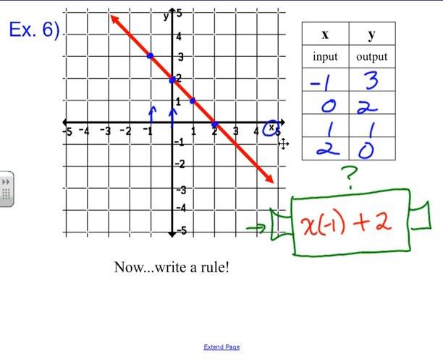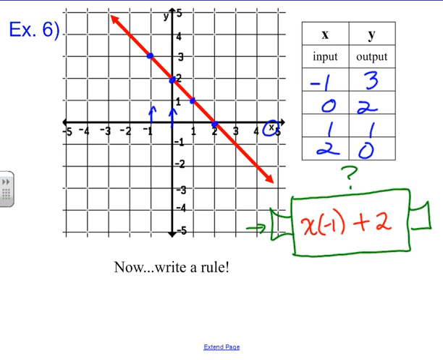Let's take this negative 1. Put negative 1 in. Negative 1 times negative 1 is positive 1. 1 plus 2 is 3. That's what had happened. Let's put in a 0. 0 times negative 1 is 0. 0 plus 2 is 2. That's what came out. Let's do 1. 1 times negative 1 is negative 1. Negative 1 plus 2 is 1. And one more time, 2 goes in there. 2 times negative 1 is negative 2. Negative 2 plus 2 is 0. So we can see we can use this rule to continue on.